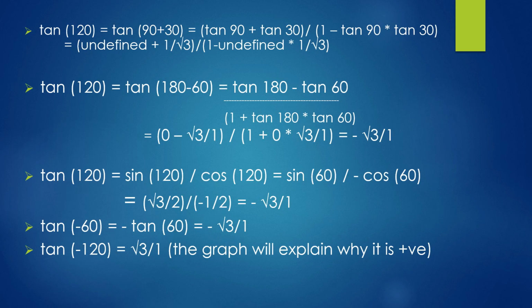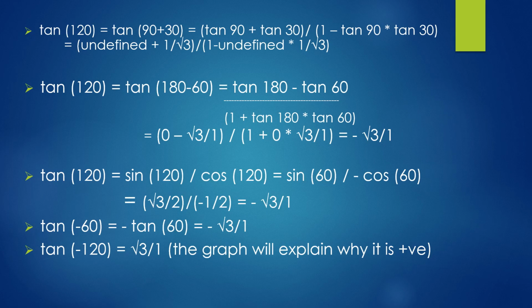Let's look at the tan of some angles that are mirror images of 60 degrees. This formula is complicated: tan A plus tan B upon 1 minus tan A tan B. You see undefined, so you have to use a different approach. Tan of 180 minus 60 for tan 120. Here we don't have undefined values, but we go through a slightly more complicated calculation to get it as minus root 3.